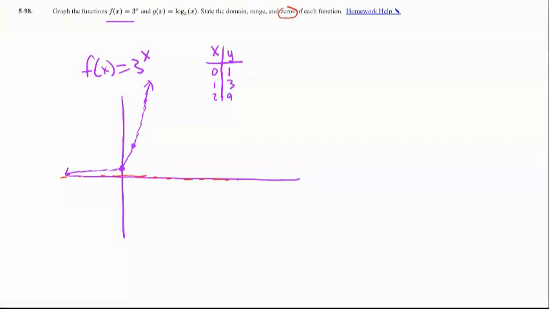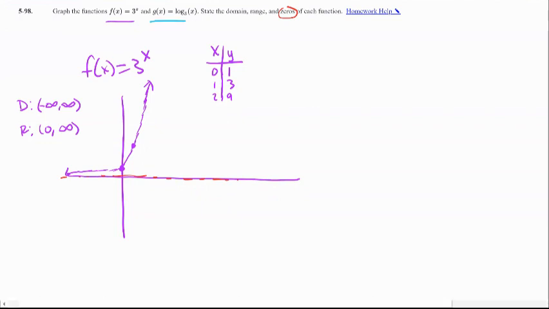So for the domain and range of it, the domain is all real numbers because I can plug anything into that equation. But for my range, when I plug in anything, nothing will get me lower than 0. That's what my asymptote is there for. So my range goes from 0 to infinity.